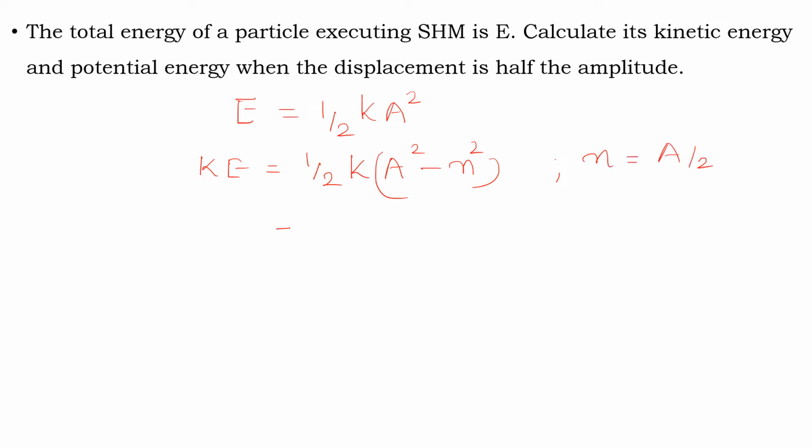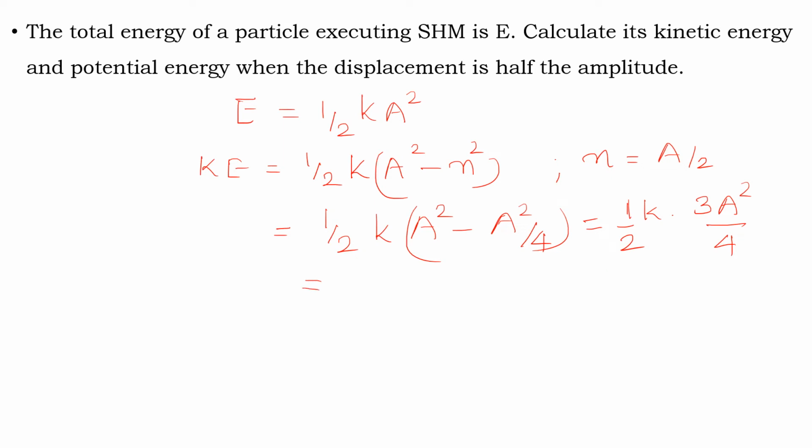Then the kinetic energy becomes half K into A square minus A square by 4. That is half K into 3A square by 4, or it can be represented as 3 by 4 into half K A square.